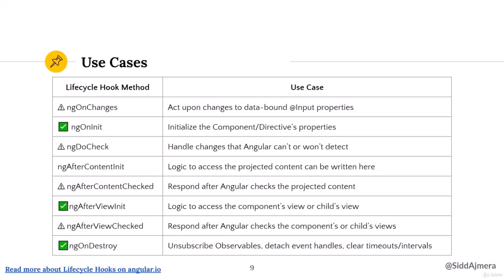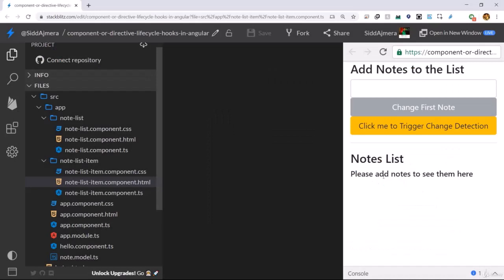Let's now jump into the code and see how we can use these lifecycle hooks in action. So just for the sake of this video, I will be continuing the exact same application that we built in our first assignment. This is the very same note list application that we built together. Now, I've made a few small changes to the application so that I can show you the usage of lifecycle hooks in Angular components. So let's quickly see what those changes are.